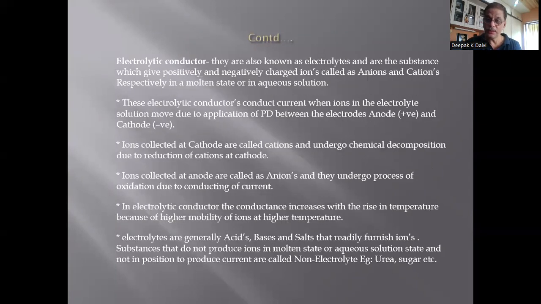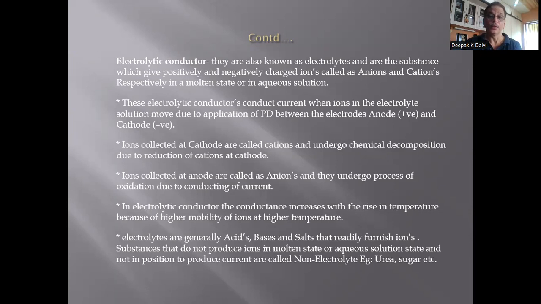So now we have discussed the metallic conductor and its characteristics and properties when the current flows. Now what happens with the electrolytic conductor, and what is an electrolytic conductor? Electrolytic conductors are also known as electrolytes. They are substances which give positively and negatively charged ions called cations and anions, and they are available in the molten state or in an aqueous solution.